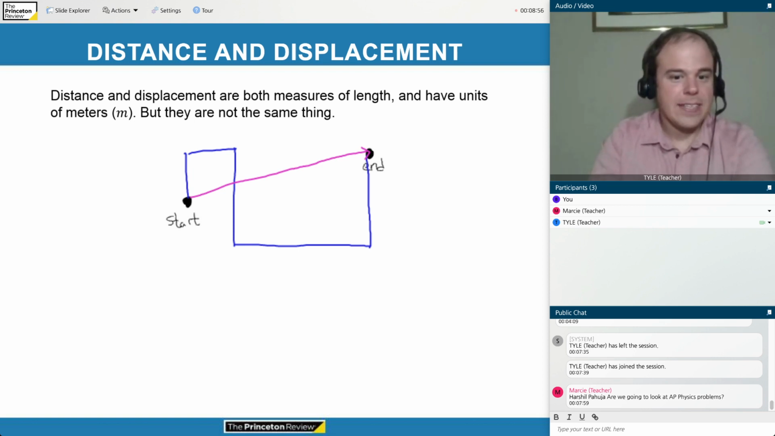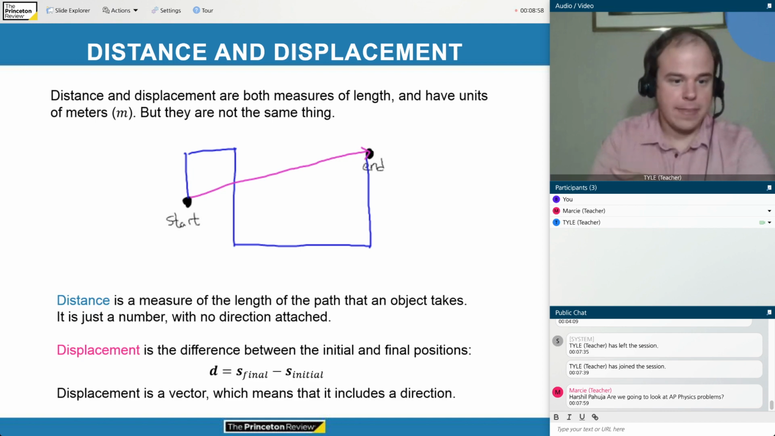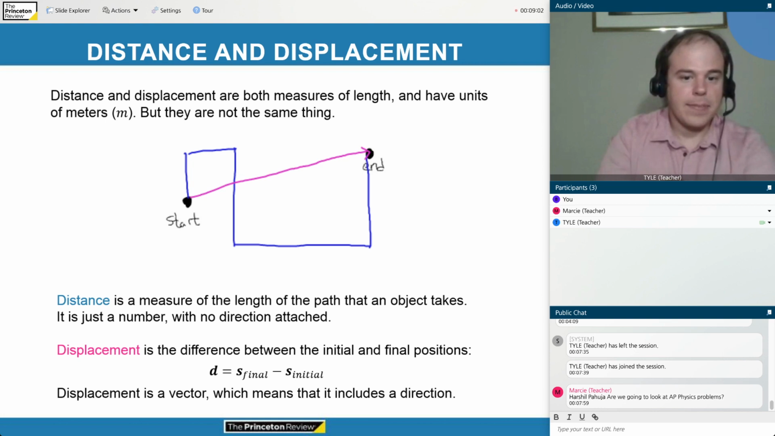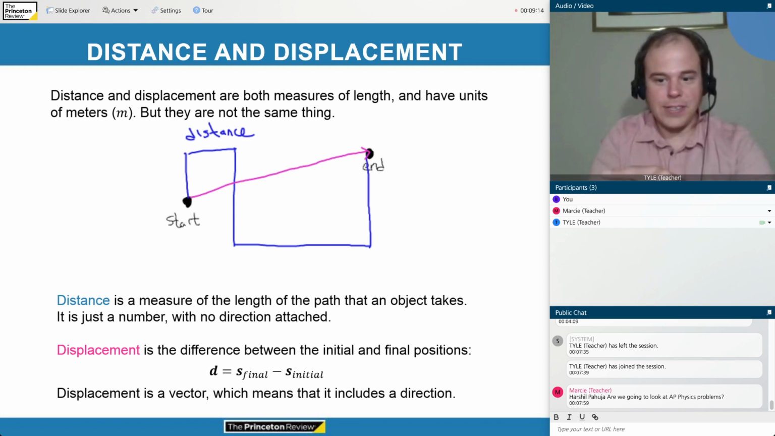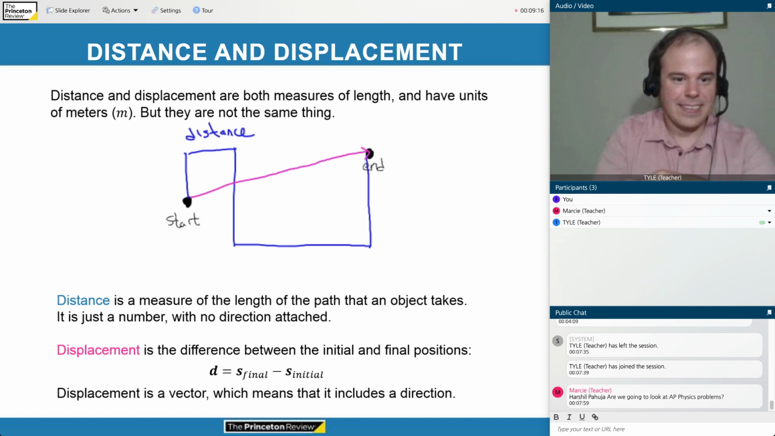So distance and displacement, though, are not the same things. Distance is a measure of the path that an object actually takes. So this blue line would be an example of distance. Whereas the difference between the initial and the final positions, the distance between the start and the end point, is called the displacement.